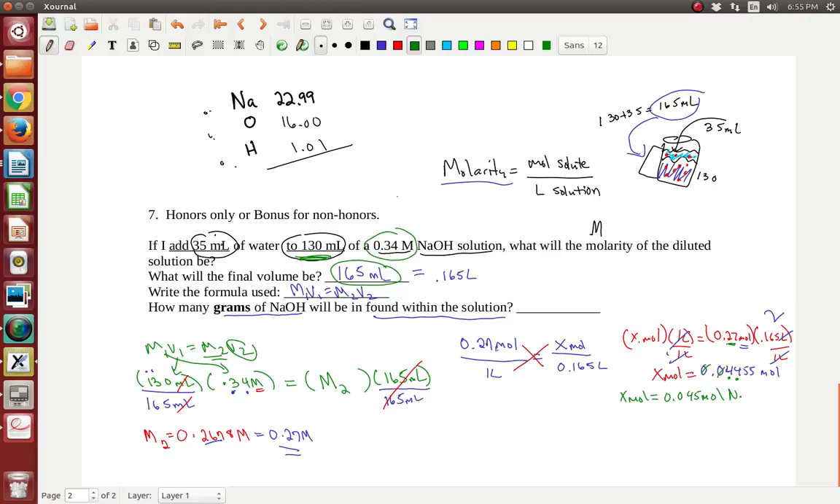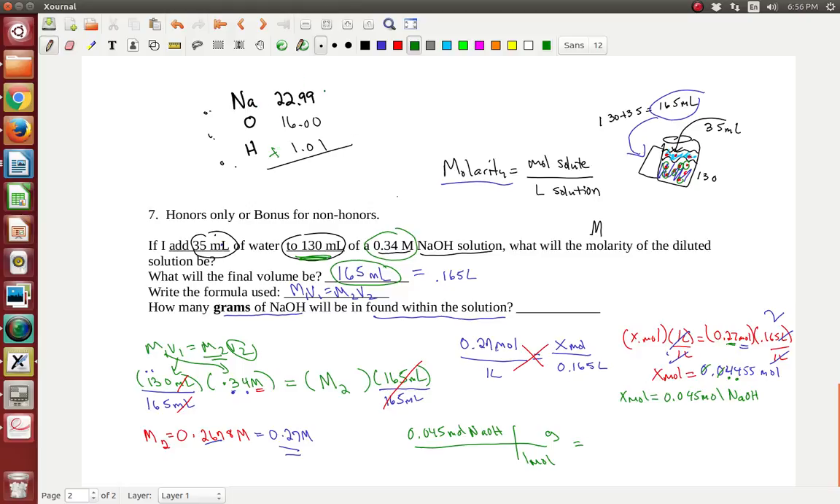Now I know how many moles that is, and I have to turn the number of moles, because that's the number of moles of sodium hydroxide. That's how many little particles of sodium hydroxide are inside the solution, but I want to figure out what the grams are. So lastly, I'm going to take 0.045 moles of sodium hydroxide and convert that into grams. So obviously I need the molar mass of sodium hydroxide. So that's why I went ahead and looked these up for you.